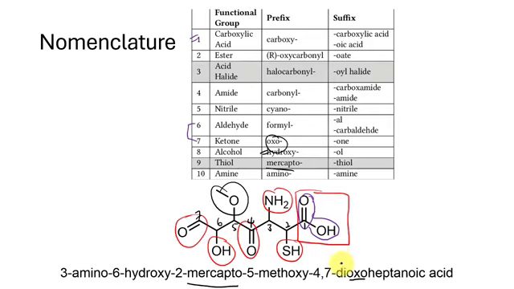You'll encounter this particular example where both at carbon number 4 and carbon number 7 they are called dioxo substituents. So the complete name is 3-amino, 6-hydroxy, 2-mercapto, 5-methoxy, 4,7-dioxo heptanoic acid.